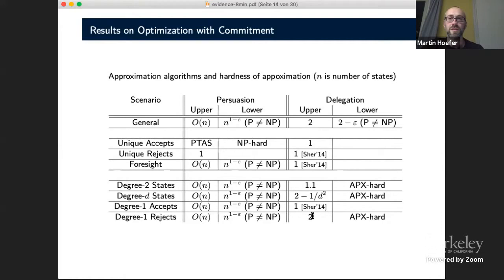And of course, there are many open problems here. So, extend the elementary scenario to more general utilities, or think of other meaningful scenarios where you can get good approximation or even polynomial time algorithms. Things like this, and that's it from my side. Thank you.